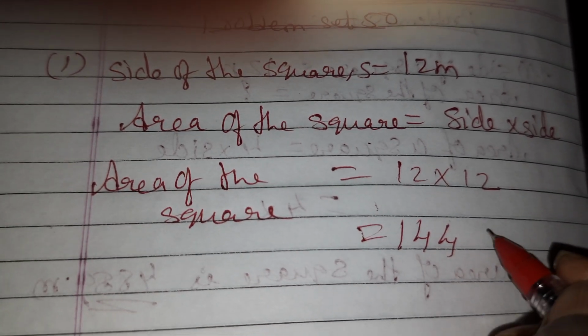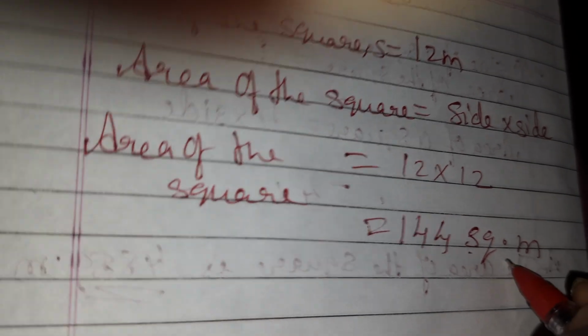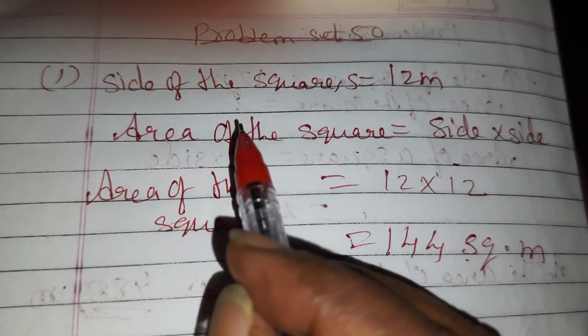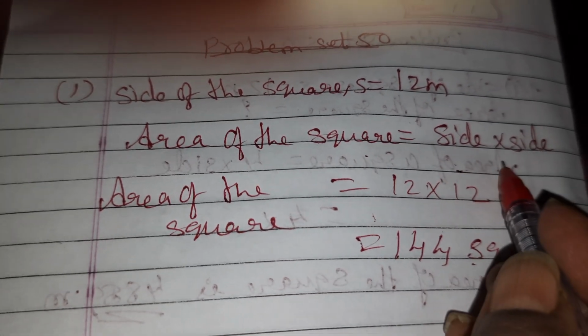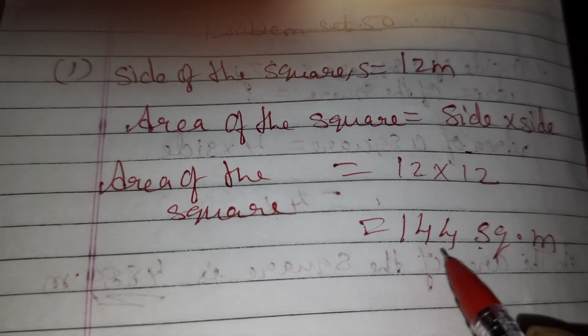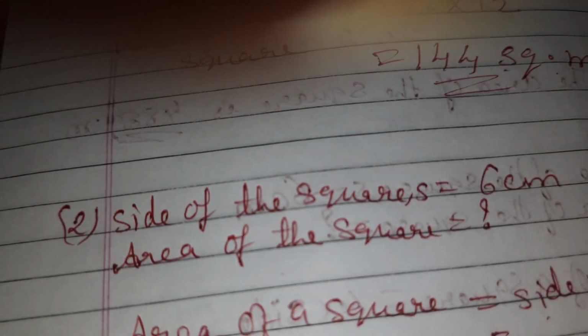If you don't know, you multiply and you write down. Square meter. We write square meter because side into side is side square. Okay. So side of the square 12 meter. Area of the square side into side. Area of the square 12 into 12, that is substitute the value. So 144 square meter.